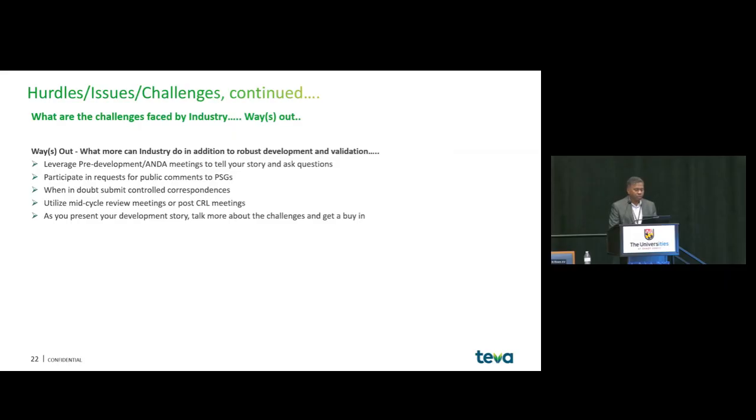So what more can industry do in addition to robust development validation? Okay, so FDA gives us a lot of avenues here. So you can leverage your pre-development NDA meetings to tell your story and ask questions. Participate in requests for public comments to PSGs. So when in doubt, submit control correspondences. Okay, and also utilize mid-cycle review meetings or post-CRL meetings. Okay, and as you present your development story, talk more about the challenges and get a buy-in. So you can use all of these forums to present your story and to get your buy-in.